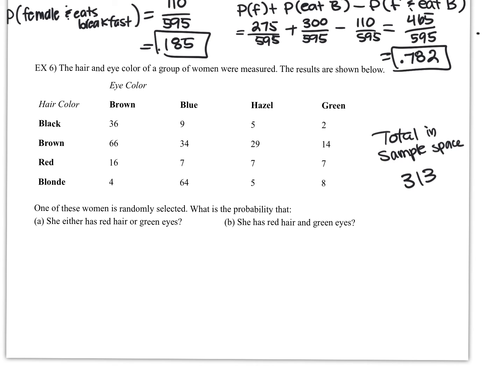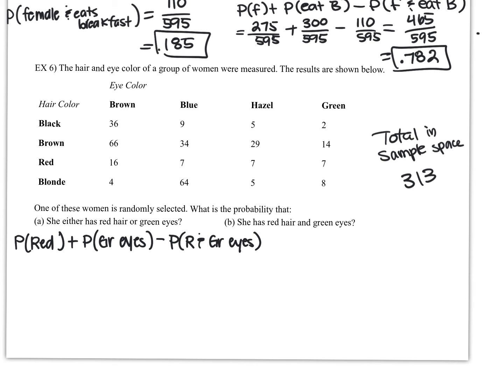So we're going to randomly select one woman. We want the probability that she either has red hair or green eyes. So again, these are not mutually exclusive events. You can have red hair and green eyes because we look in the table, we go to red and green, it's not 0. There's a number there. So we're going to do the probability of red hair plus the probability of green eyes minus the probability of red hair and green eyes.